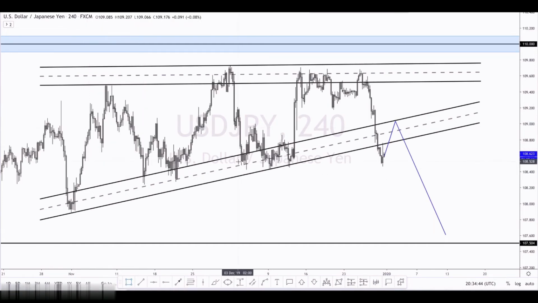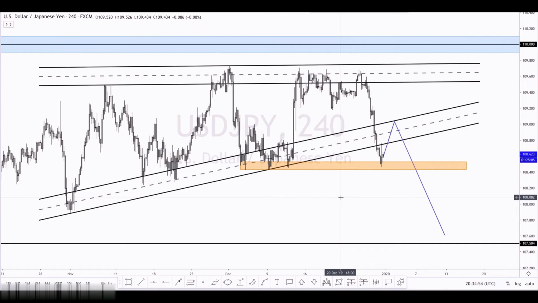If we introduce that support here, right now with UJ, we're sitting at this area of support. So what do we naturally expect? Naturally, we expect buyers to step in at this region to do what? Just have a pullback. But now we've got areas where we can see where the pullback is likely to come.